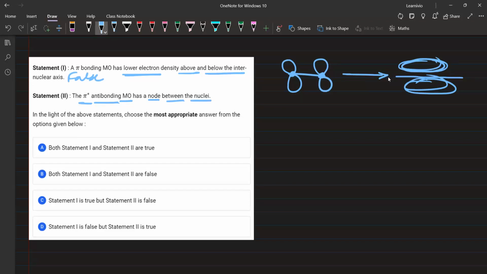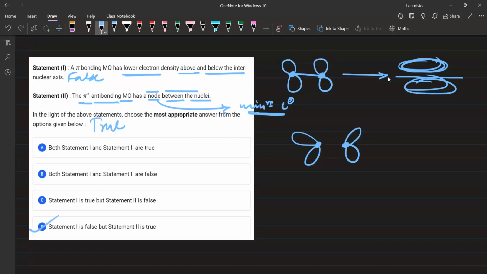The pi star anti-bonding molecular orbital has a node between the nuclei. Node means where you have minimum electron density, or rather zero you can say, but we say minimum because it is probabilistic. So that is true because that's the definition of a node. In a node you will not have any electron density. If you look at the pi antibonding, its shape is like this, and you can see there is no electron density here. So this is true. So statement one is false, but statement two is true. So this will be the correct option.